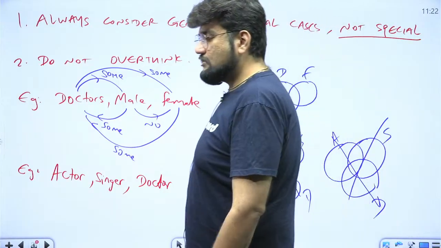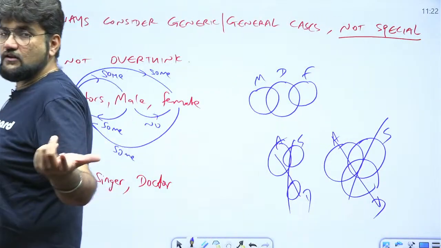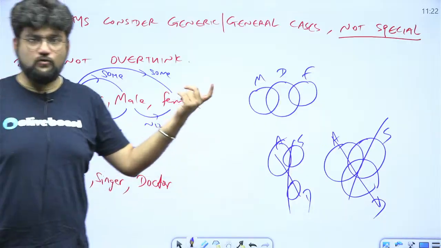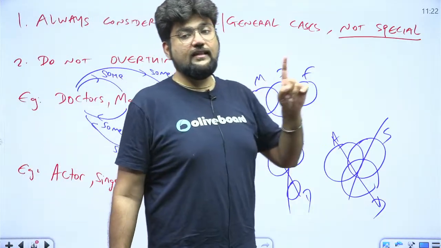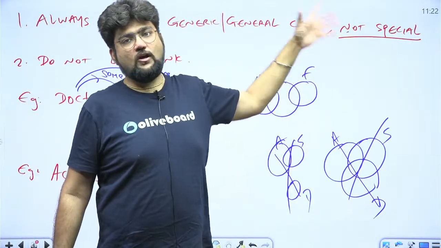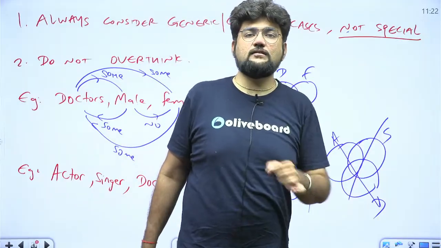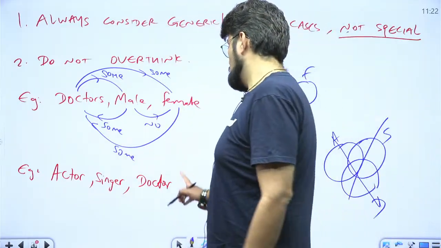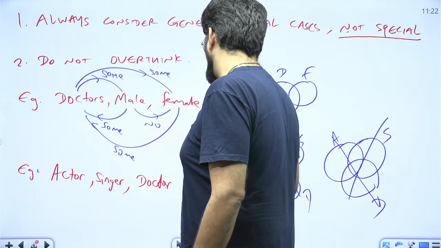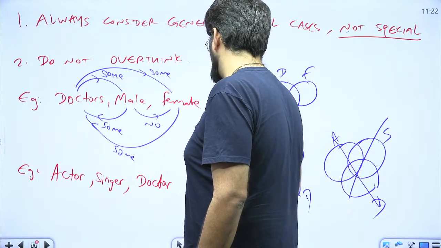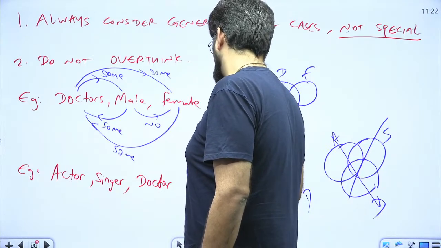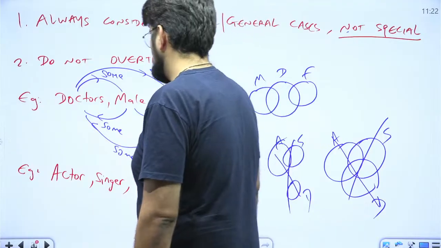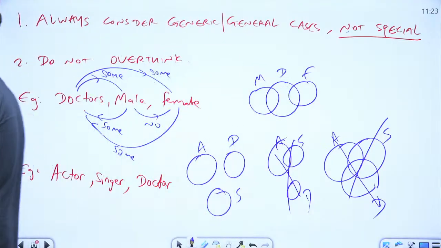Then they tell me, sir, there is one actor who sings, there is one actress who sings using auto tune and whatever. They are all special cases. Being an actor is a separate profession. Being a singer is a separate profession. Being a doctor is a separate profession. So the most common answer and the best possible representation is this.